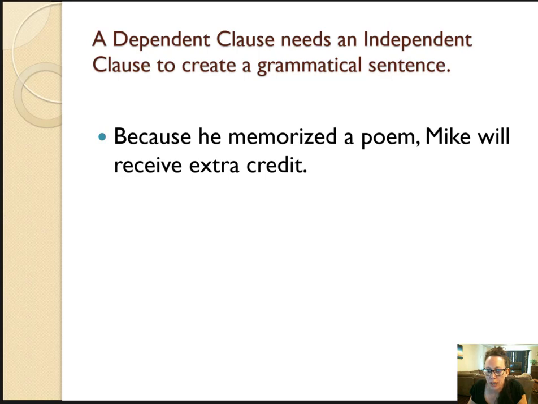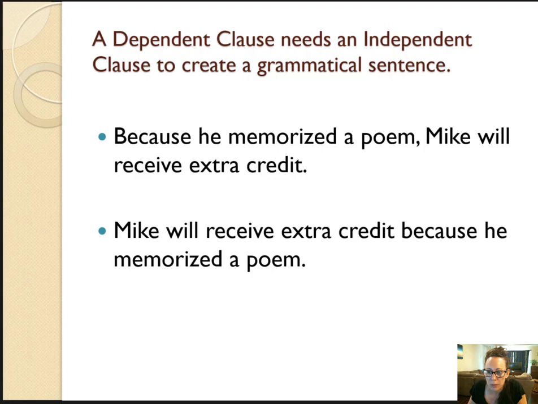And then extra credit is the object of that verb. And there's no subordinating conjunction on there. It's just Mike will receive extra credit. So that is independent. That can stand alone. And so if I want to include the information because he memorized a poem with that subordinating conjunction on the beginning, then I need to attach it.